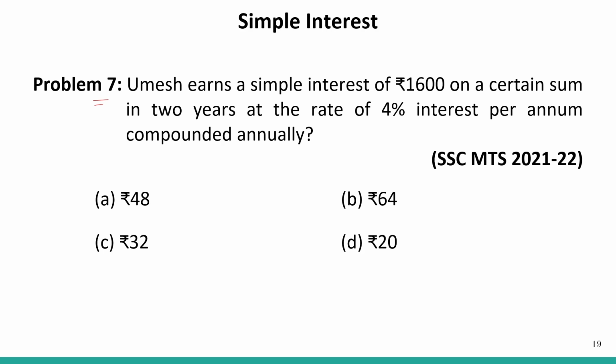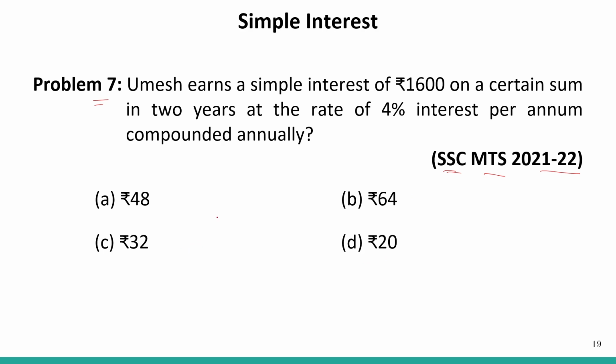So at the interest rate of 4% per annum. Okay, so the interest rate per annum is 4%, compounded annually. So how much will be the amount? This question has appeared in the SSC MTS 2021-2022 paper. Okay, is it 64, 20, 32 or 48?